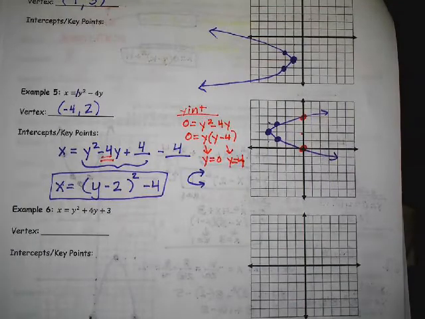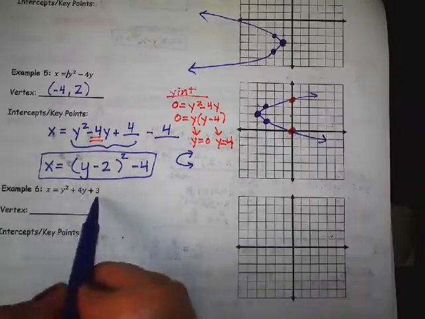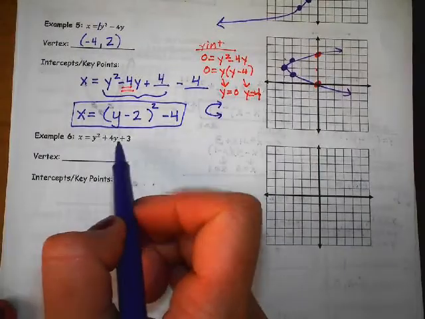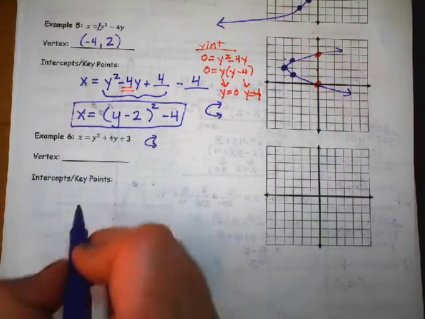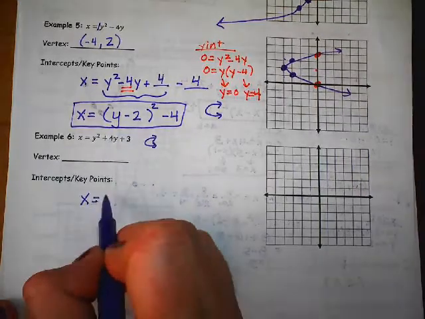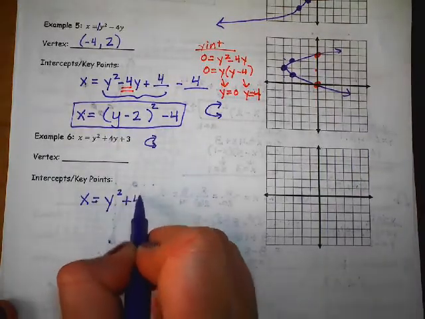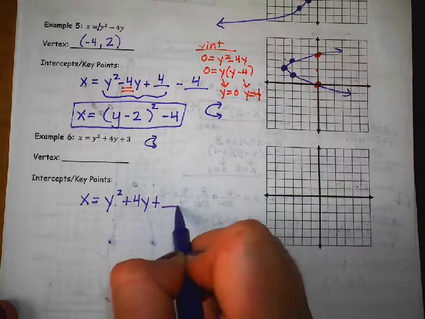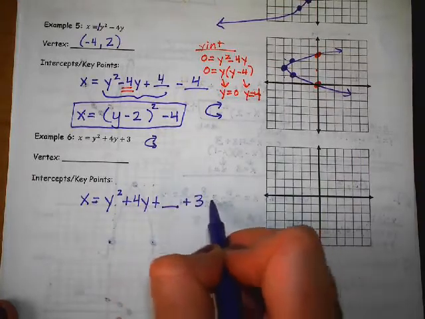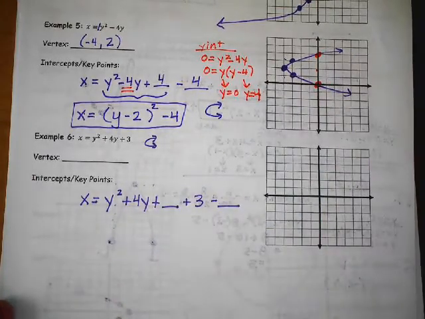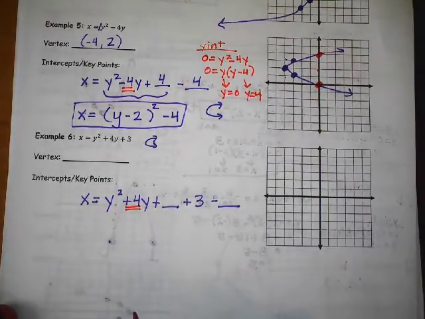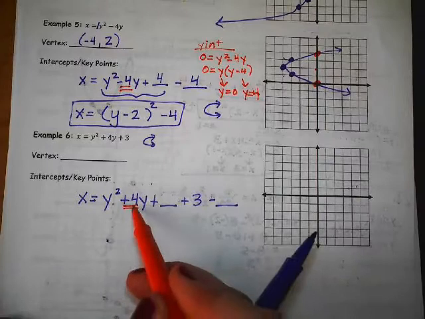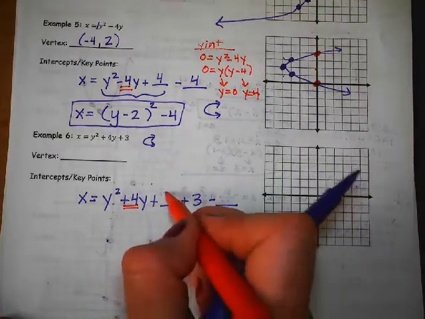All right, last example, example number 6. I'm going to complete the square with this. And this is a sideways parabola. It is opening to the right because it is a positive y squared. X equals y squared plus 4y plus blank. I have a +3 there, and now I'm going to subtract out a blank. To complete the square, I take b, which is 4, I cut it in half and square it. 4 cut in half is 2, 2 squared is 4.